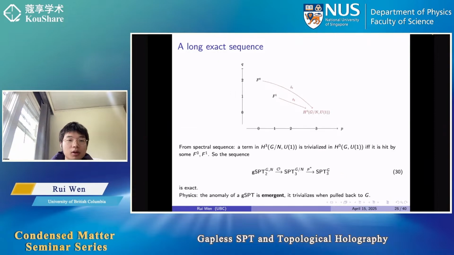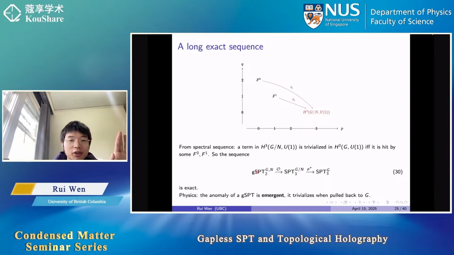Okay, and from the spectral sequence, we know that a term here is trivialized. So this is in G over n, right? It's trivialized in G if and only if it's hit by some F0 and F1 in this way. So basically, this means that when you compute this anomaly, you don't get everything. You don't get all the terms in this group, right? You're only going to get the terms that are trivialized in G. So this just means this sequence is exact.